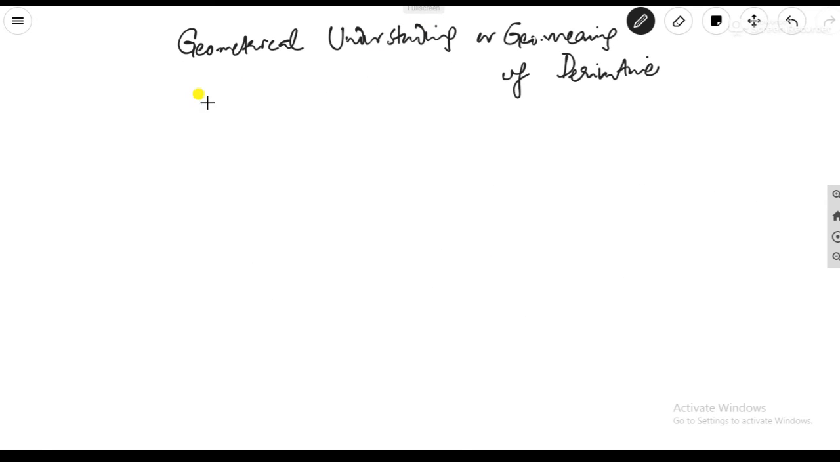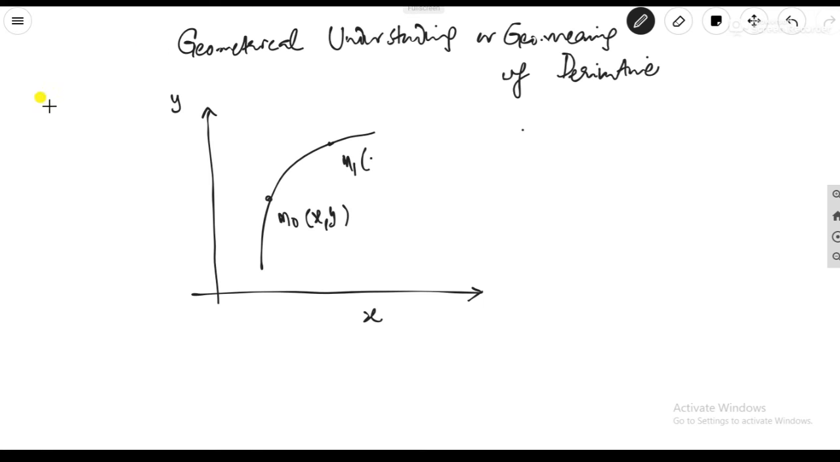So next we will see the geometrical meaning or geometrical understanding of derivative. This is called geometrical meaning. So let us consider a function in a graph. Let us consider a function y is equal to f of x in a graphical form. So this is y is equal to f of x. It can be any form. So this graph can be any way. It can be like this or any curve, because this is a generalized version.